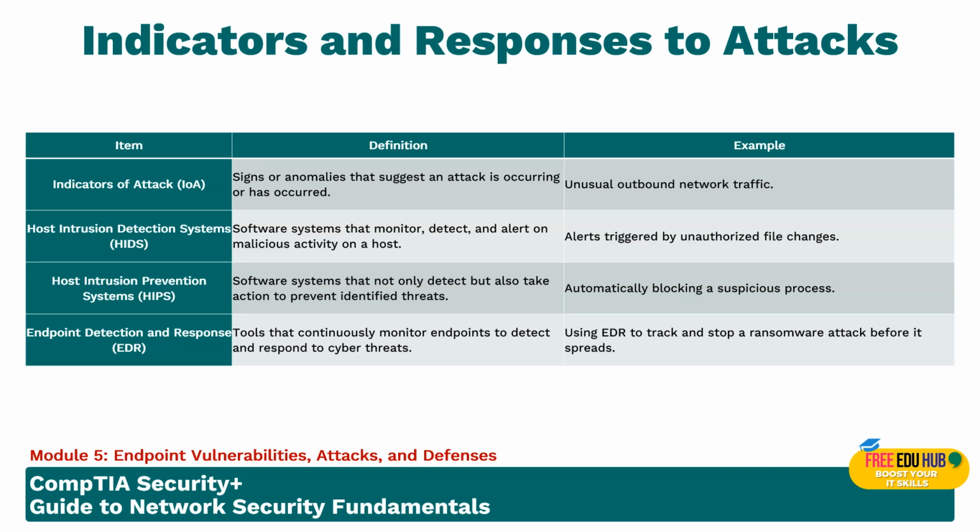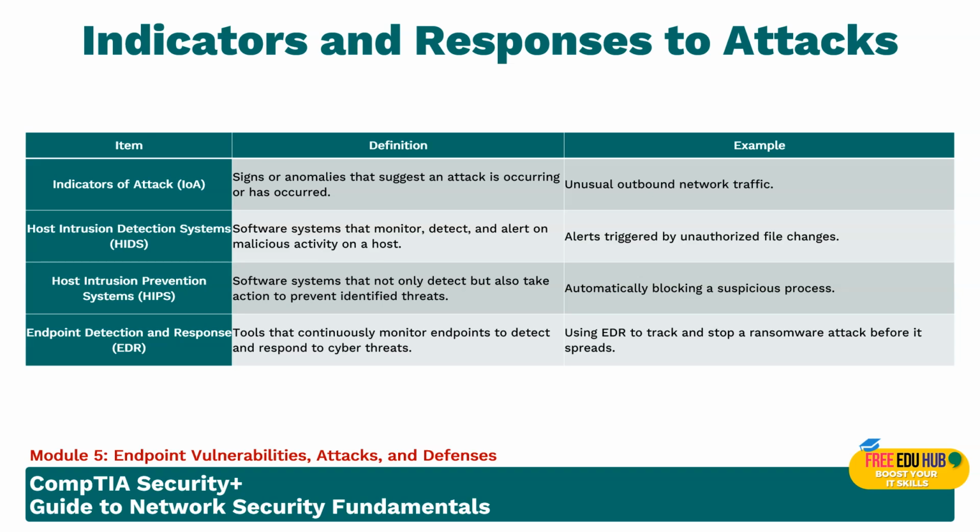Then we have intrusion prevention systems, software systems that are there not only to detect but also to take action to prevent the identified attack. So they are smarter than intrusion detection systems. Intrusion detection systems just detect it, but a prevention system would detect and prevent it as well. They automatically block suspicious processes and activities and would inform the administrators about any suspicious activity.